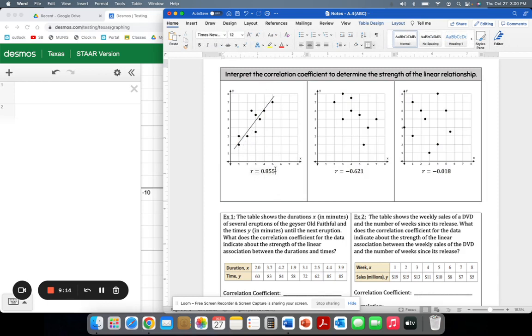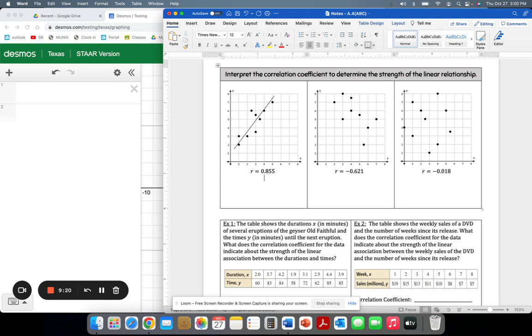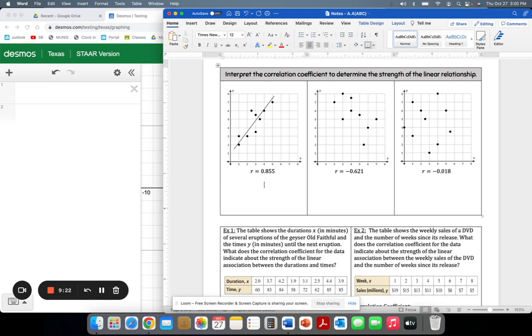And the R value is 0.855, which is closer to 1. So this is a strong positive relationship. So correlation, that's your word. It's a strong positive correlation.